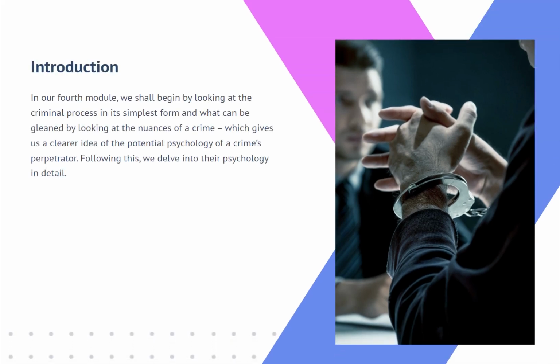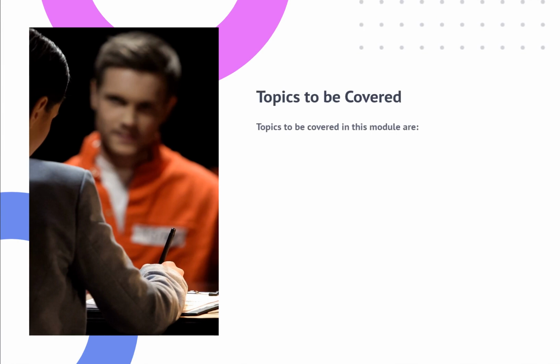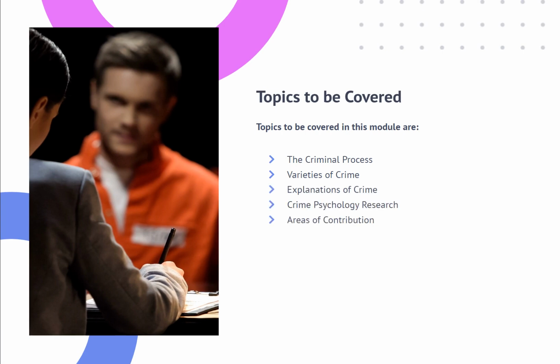Introduction. In our fourth module, we shall begin by looking at the criminal process in its simplest form and what can be gleaned by looking at the nuances of a crime, which gives us a clearer idea of the potential psychology of a crime's perpetrator. Following this, we delve into their psychology in detail. Topics to be covered in this module are the criminal process, varieties of crime, explanations of crime, crime psychology research, and areas of contribution.